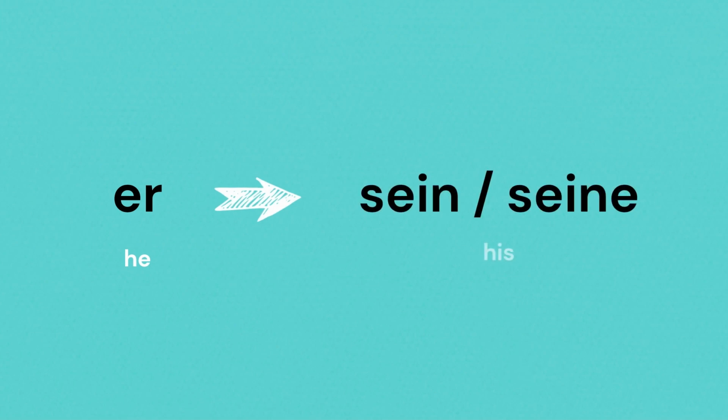The next pronoun is er, and the possessive articles for er are sein or seine. I'm sure by now you know that when the article is der or das, you use sein, and when the article is die, in singular or in plural, you would use seine.